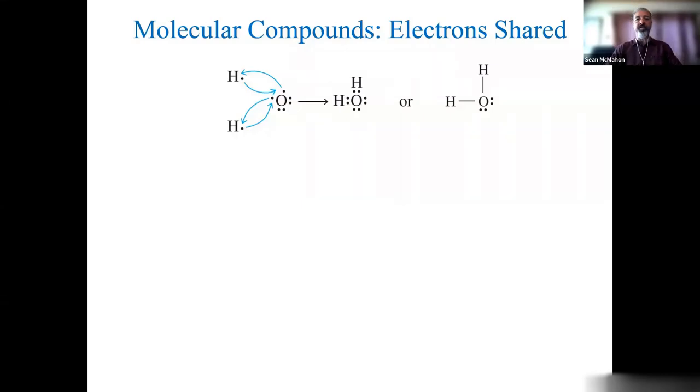Hello, chemistry students. Professor Sean McMahon here, and in this lecture, we're going to continue our discussion of Chapter 6 and compounds. And we are going to focus right now on drawing what are referred to as structural formulas or Lewis dot structures for covalent molecular compounds.